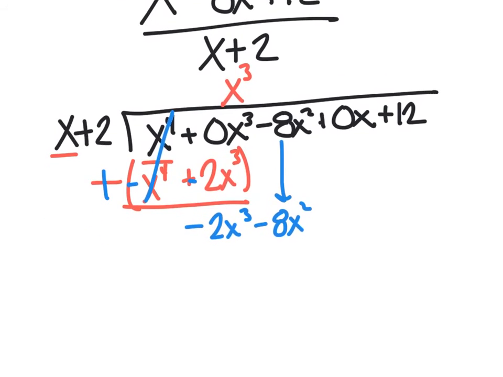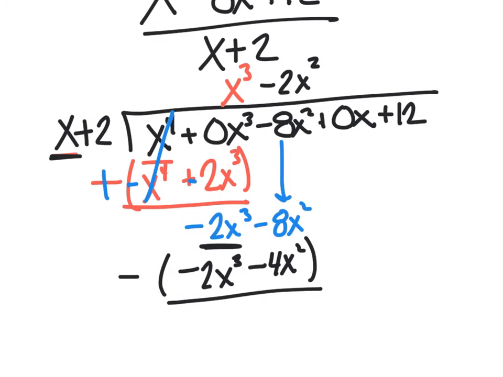Okay, we'll compare leading coefficients, x to negative 2x cubed. So I'm going to need a negative 2 and an x squared. So that's going to get me negative 2x cubed minus 4x squared. Wrap it up, minus sign, change the signs. Those cancel, and this gets me a negative 4x squared. Okay, I'm going to bring down my 0x.